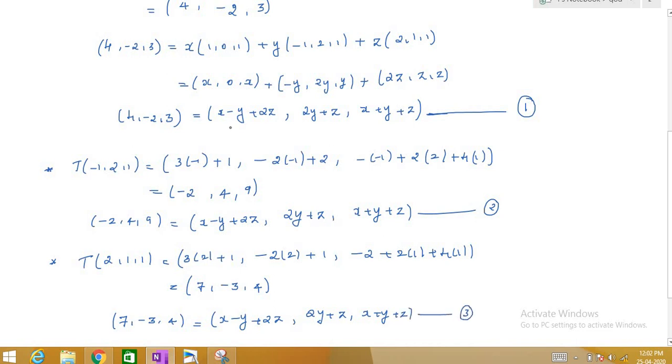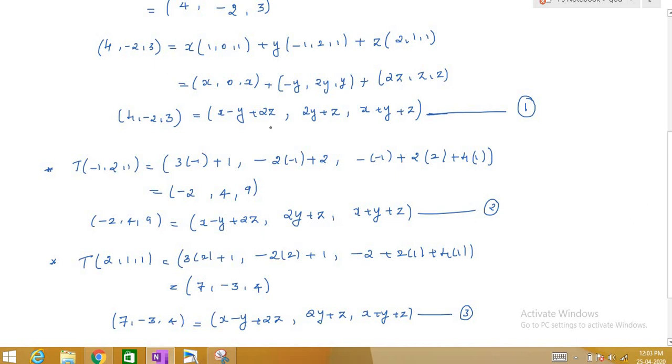So you can see, you have to solve these three simultaneous equations, that is x minus y plus 2z is equal to 4, 2y plus z is equal to minus 2, and x plus y plus z is equal to 3. You can use any method, Gauss elimination method or Cramer's rule, to find x y z. And again you have to solve this for x y z, and again this for x y z. This will take a long time, right?